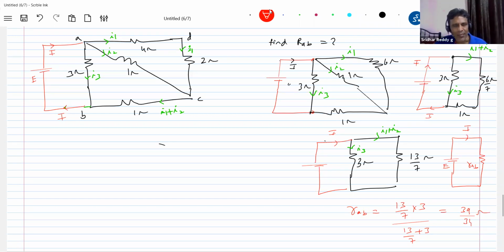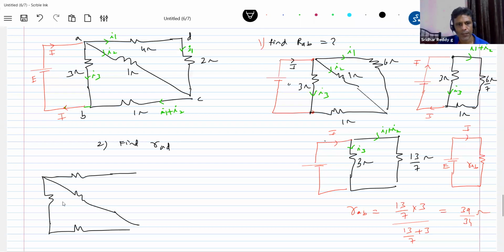And similarly, I want RBC or RAD; we will calculate. That was the first one. Next, I'll show one more. Find RAD. RAD means, what you should do is connect the cell across this one, across A and D. So here the cell should be brought.